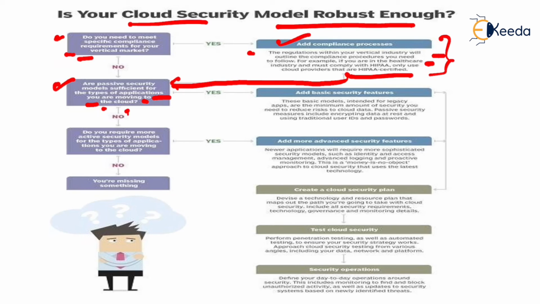Then, if it is yes, then again go add basic security features. And if no, then come here: do you require more active security models for the types of applications you are moving to the cloud? If it is yes, then you can go and add more advanced security features. If it is no, then you are missing something, that means you have to add. And then, if you have added more advanced security features, then combining all this, create a cloud security plan, and then you can go down, then test the cloud security and security operations.